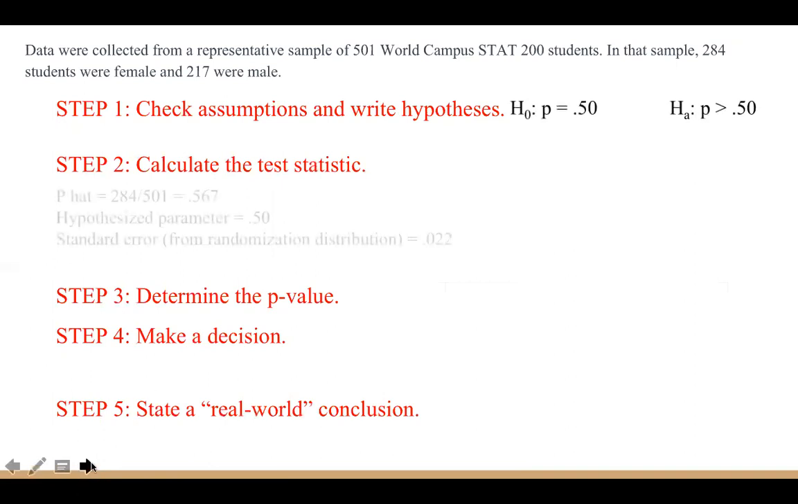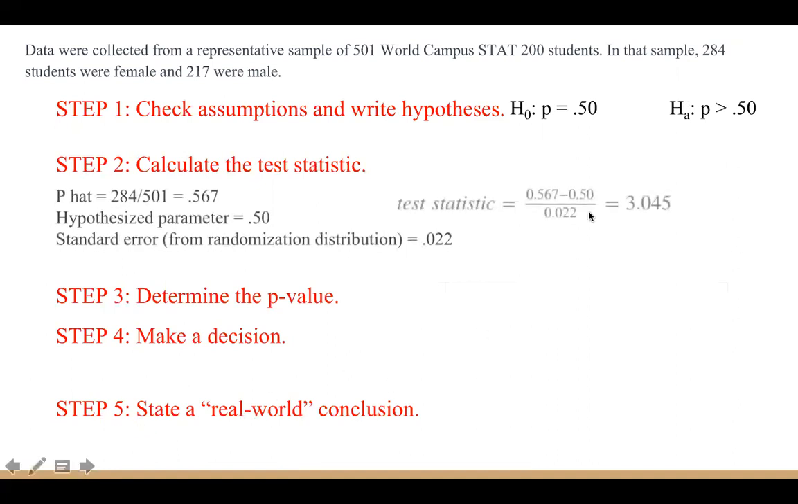Now that we have our hypotheses, we can calculate our test statistic. To calculate it here, we need our p-hat, our hypothesized parameter, and our standard error. The standard error wasn't given in the original problem, but I'm recording this, so I'll post it on YouTube if you want after. Our hypothesized parameter is 0.50, and the standard error that comes from a randomization distribution is 0.022. We can plug that into the test statistic to get 3.045 as our test statistic.